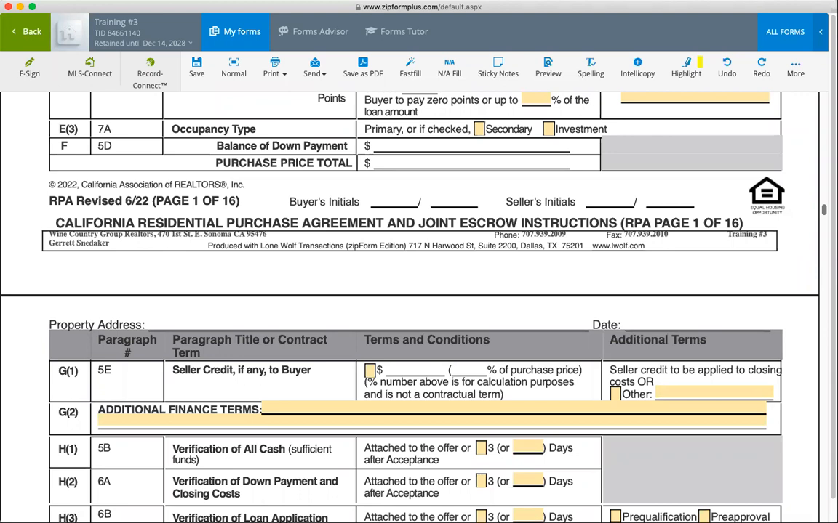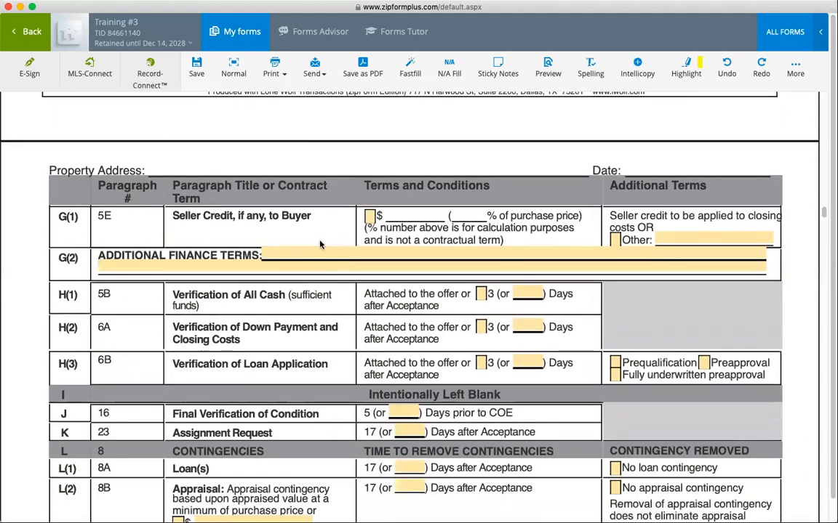Any questions on that initial purchase price part? Okay, let's move on then. Paragraph G, seller credit, if any, to buyer. We just had a contract the other day where the buyer was asking for a 3% credit.